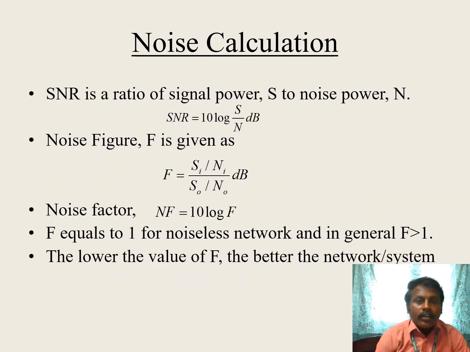Then I have to go for noise calculation. SNR is the ratio of the signal power to the noise power. So SNR in decibels is 10 log base 10 of S by N. Then the noise figure we can represent in terms of value by taking the ratio of the signal to noise power at the input divided by the signal to noise power at the output. In decibels, the noise figure NF equals 10 log base 10 of F. So F equals 1 for a noiseless network, and in general capital F is always greater than 1. The lower the value of F, the better the output of the network or any system.